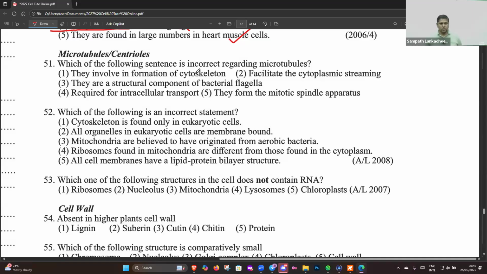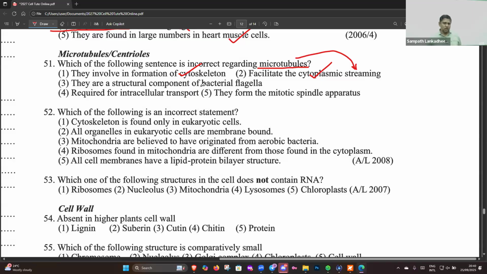Question number 51. Which of the following sentences is incorrect regarding microtubules? They are involved in formation of the cytoskeleton. Correct. Facilitate cytoplasmic streaming. Yes. Now, I think cytoskeleton is not mentioned in our syllabus. This question is regarding microtubules. Our resource book has given it as a function of the cytoskeleton, not particularly for microtubules. But anyway, we'll accept it.